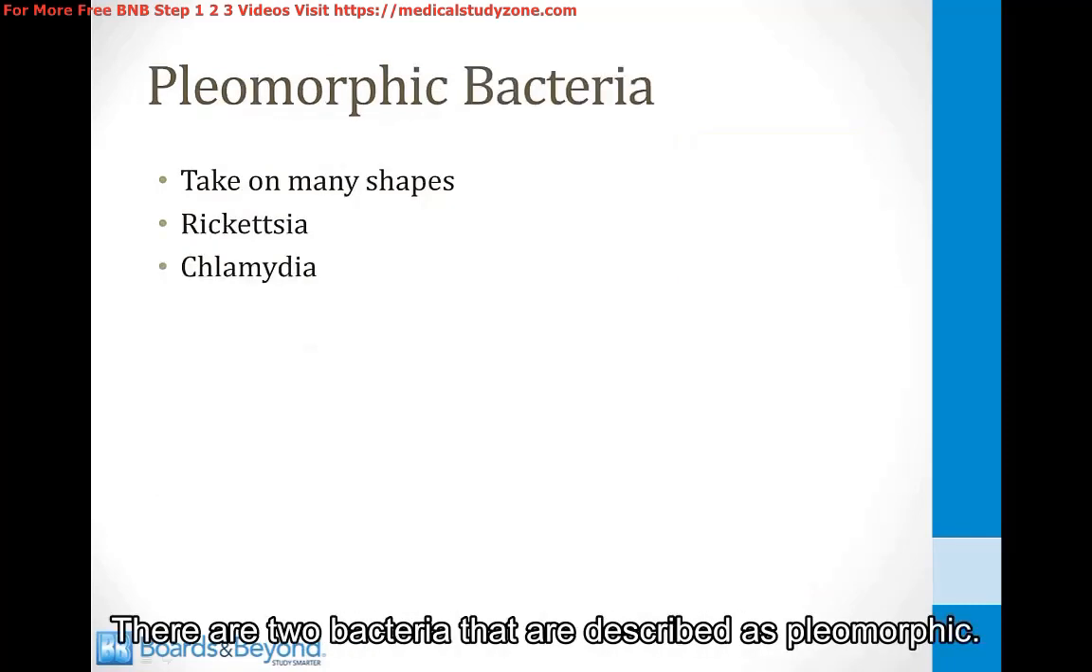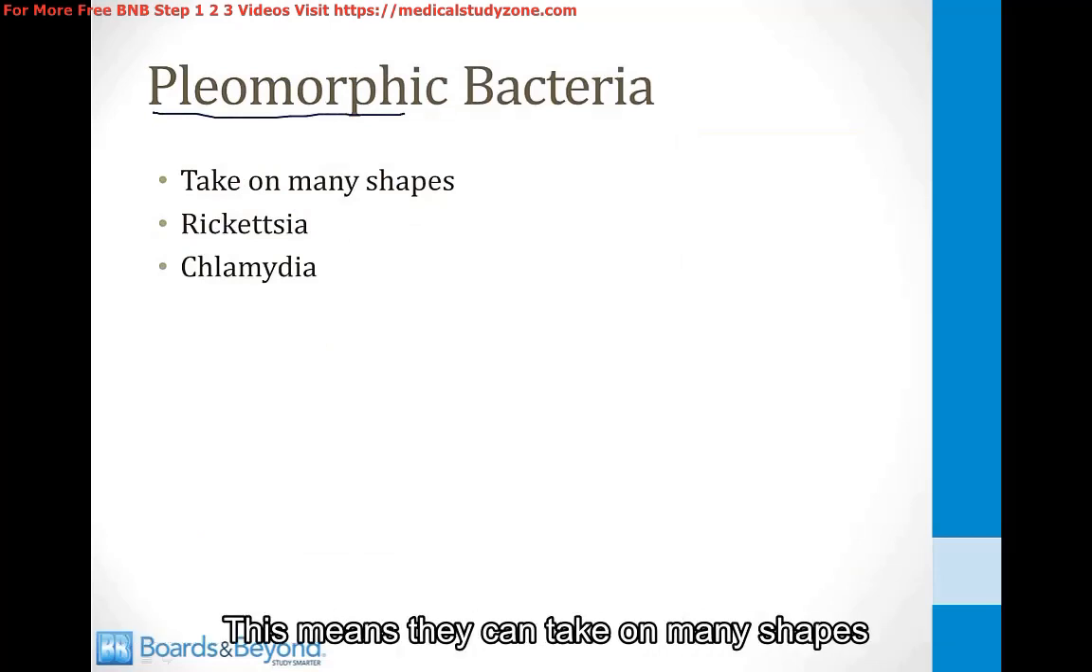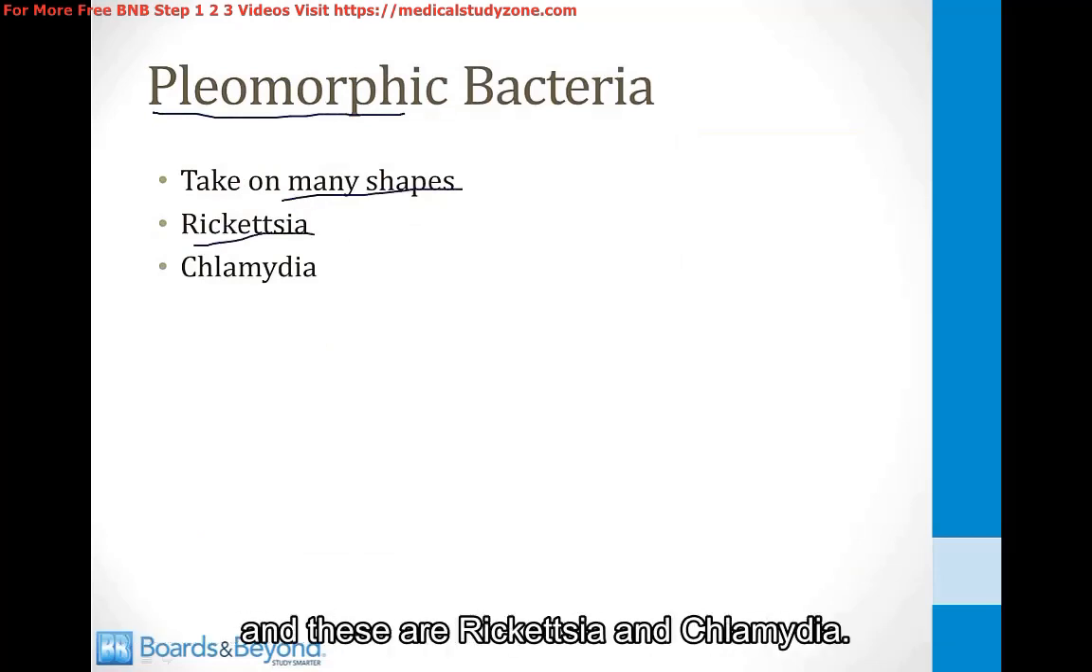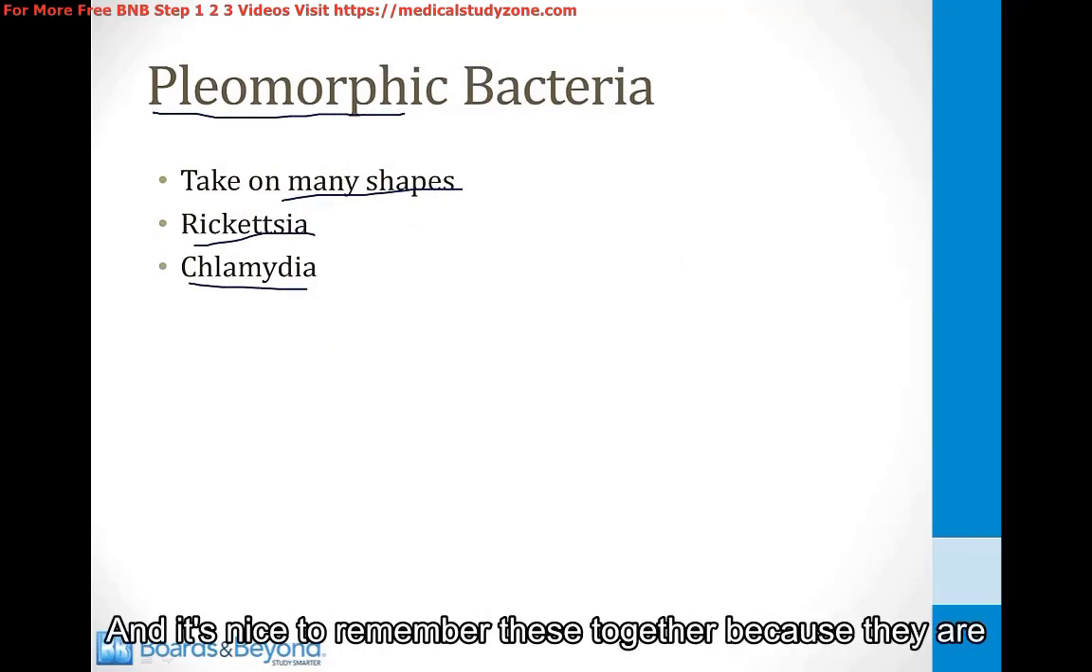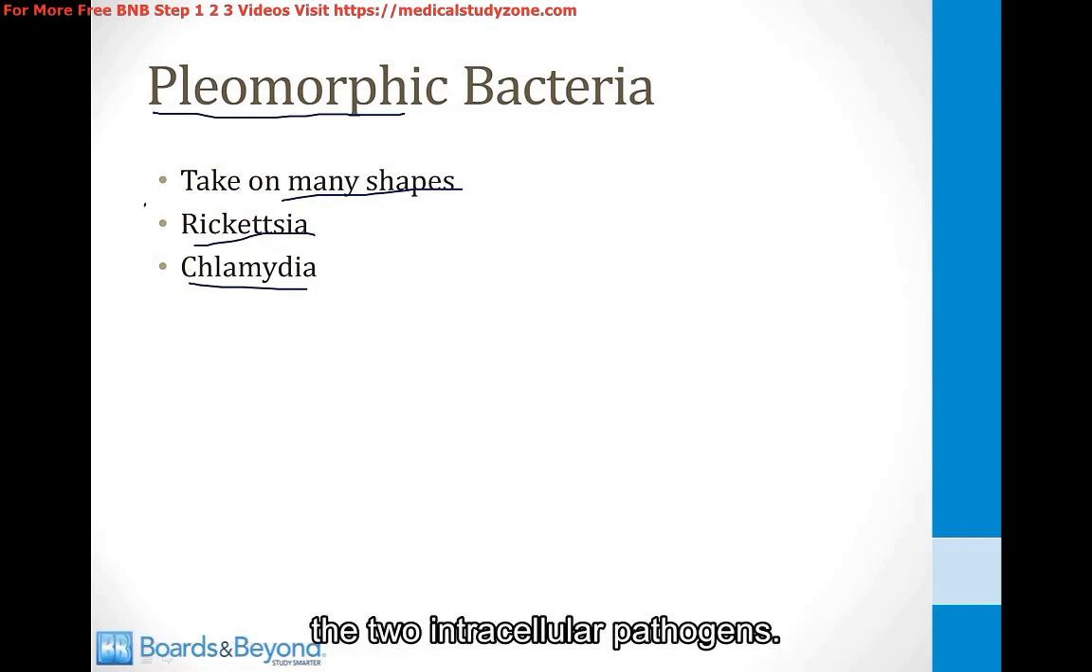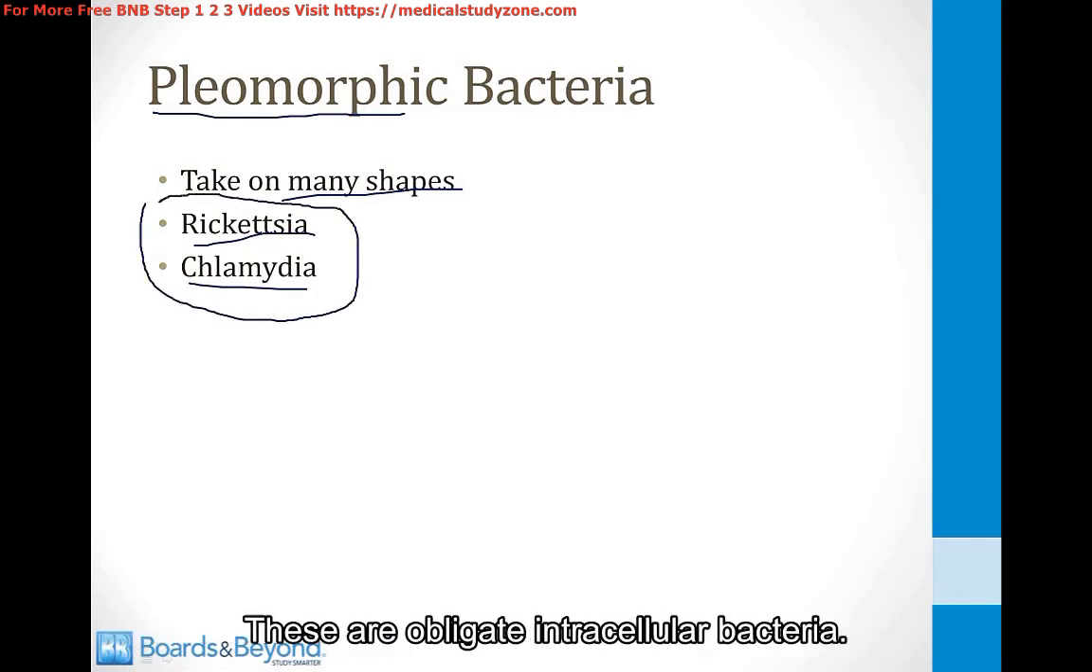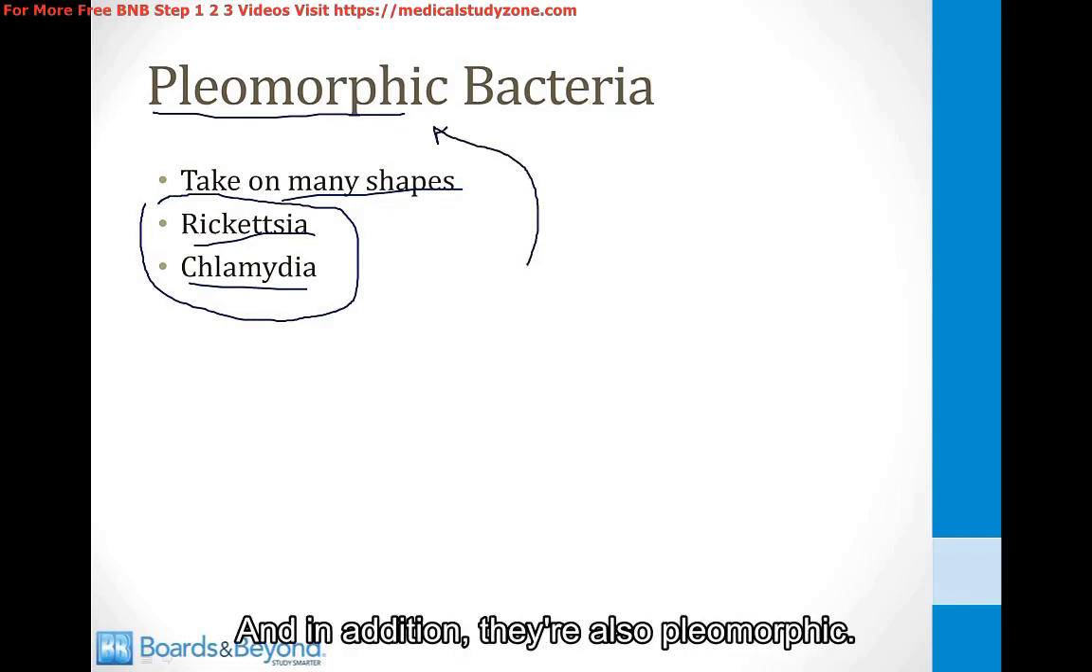There are two bacteria that are described as pleomorphic. This means they can take on many shapes, and these are Rickettsia and Chlamydia. And it's nice to remember these together because they are the two intracellular pathogens. These are obligate intracellular bacteria, and in addition, they are also pleomorphic.